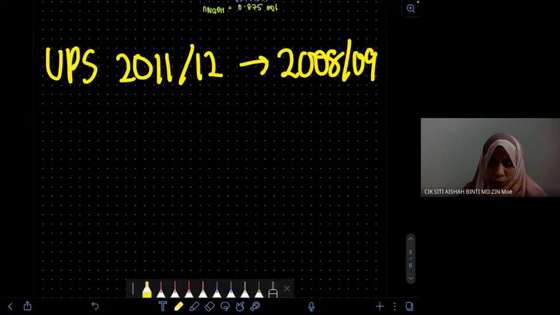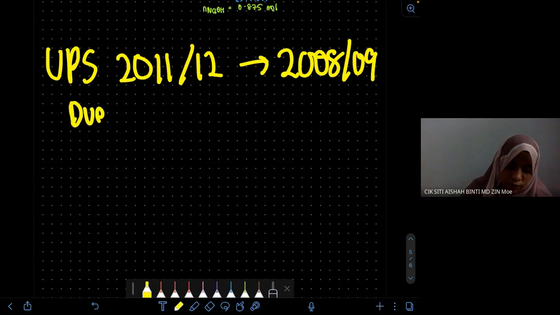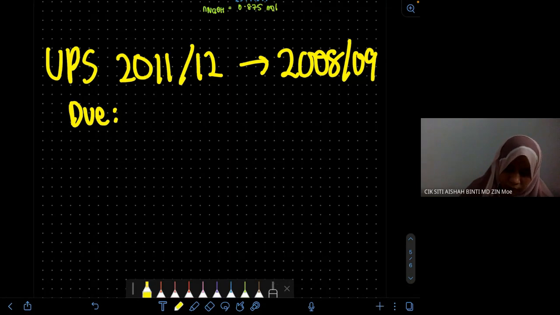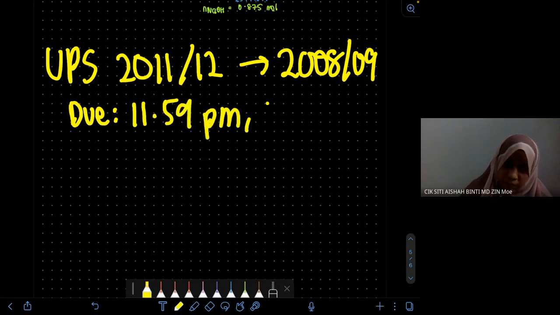Soalan PSPM tu tak perlulah kamu buat. Yang itu nanti kita akan buat later during nak habis dah, once we have finished all the chapter during semester 1. So yang ini kita akan buat lah. Due dia Miss nak buat sebenarnya 12 AM lah, 12 AM yang Sunday tu. Nanti confuse pula, 11:59 PM Sunday.